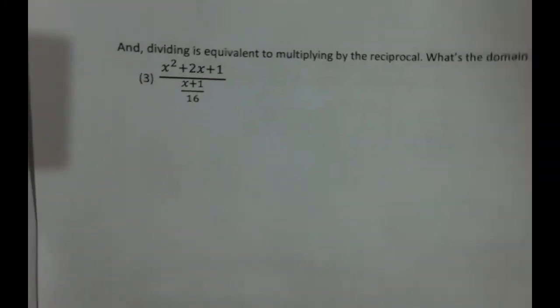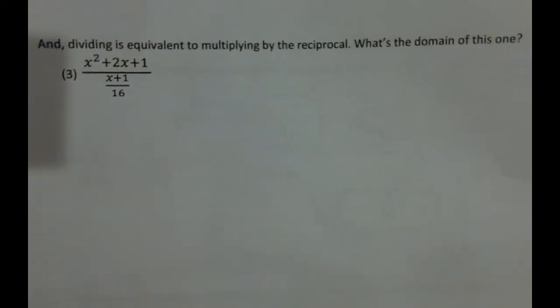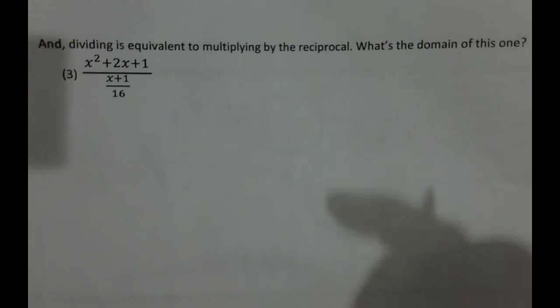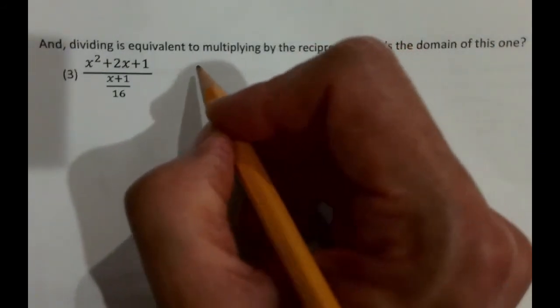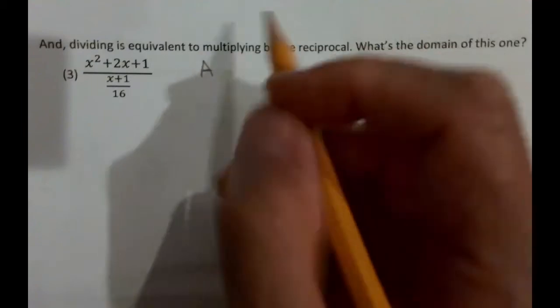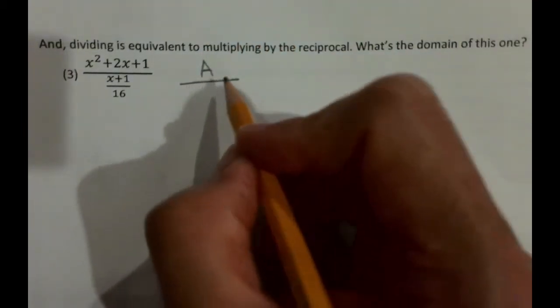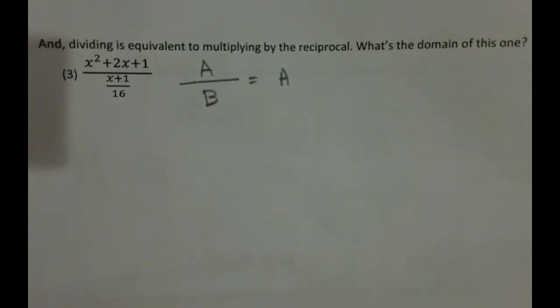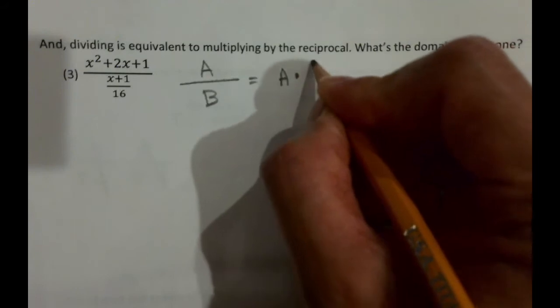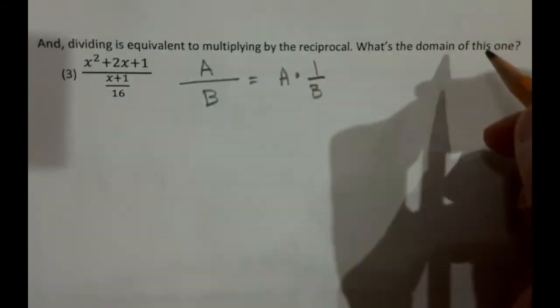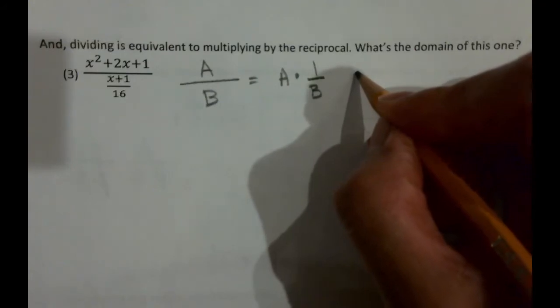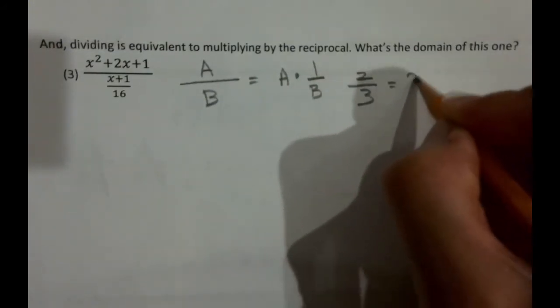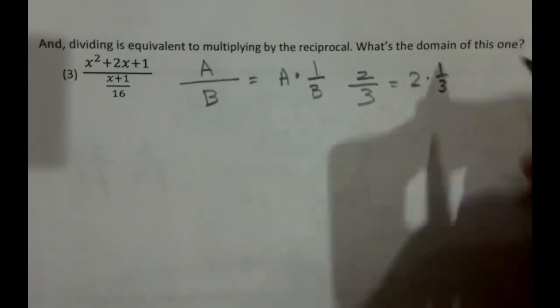Okay, another common situation dealing with fractions is this ugly looking thing. And what you have to remember here is if I have a and I divide by b, this is the same as taking a and multiplying by the reciprocal of b. Alright, so 2 divided by 3 is the same as 2 times the reciprocal of 3, or a third.